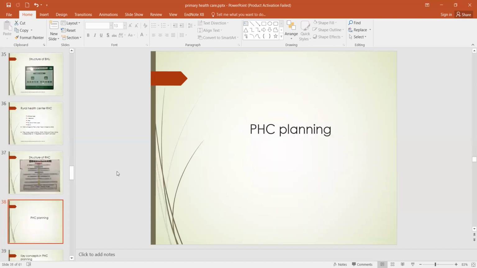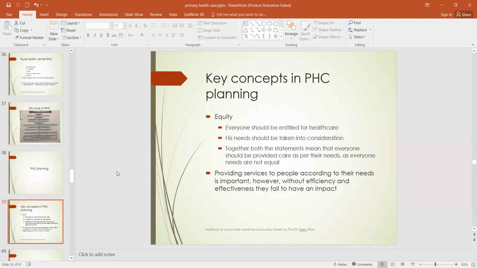Now, what is primary healthcare planning? The key concept in primary healthcare planning is equity. Everyone should be entitled to healthcare, and their needs should be taken into consideration. Together, both statements mean that everyone should be provided care as per their need, as everyone's needs are not equal. Providing services to people according to their need is important. However, without efficiency and effectiveness, they fail to have an impact.